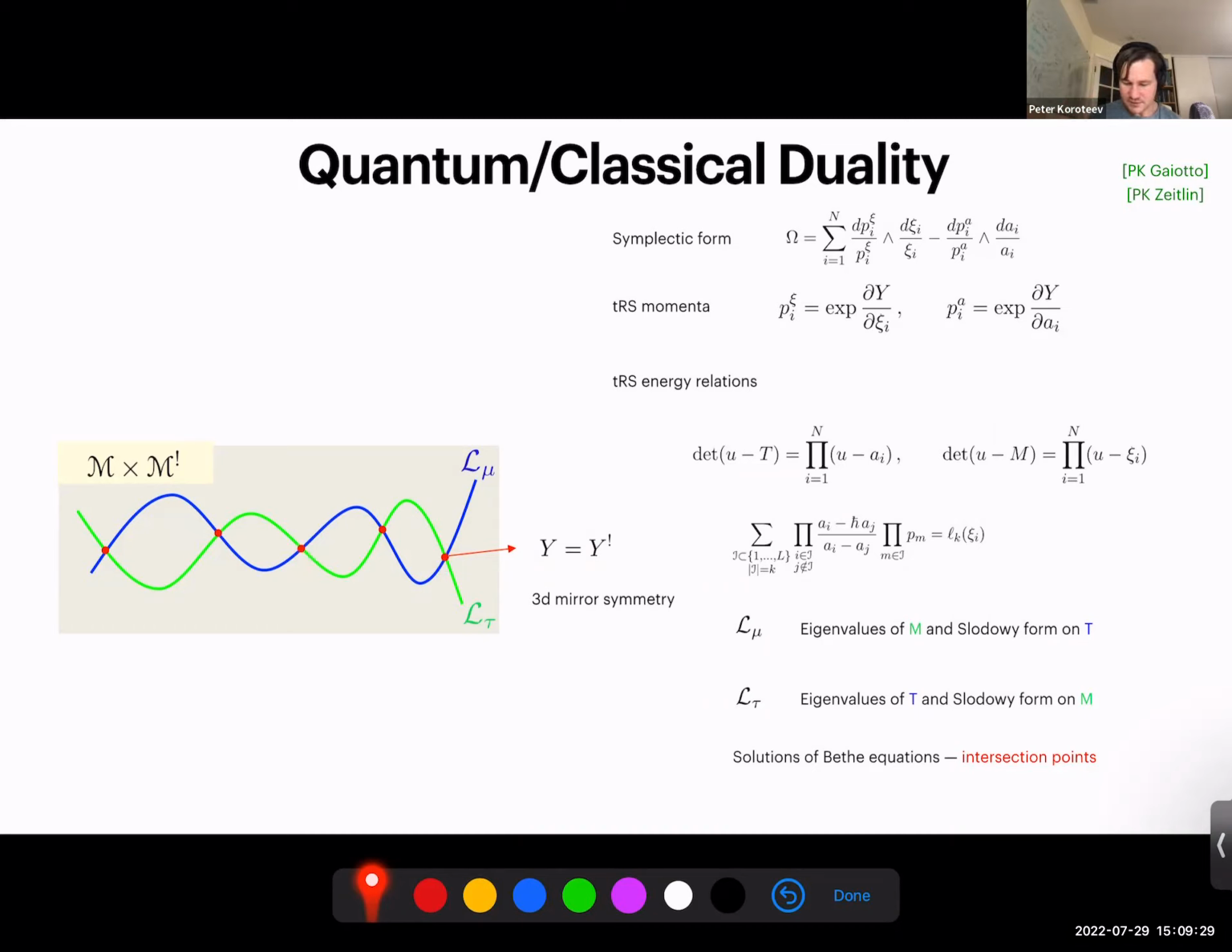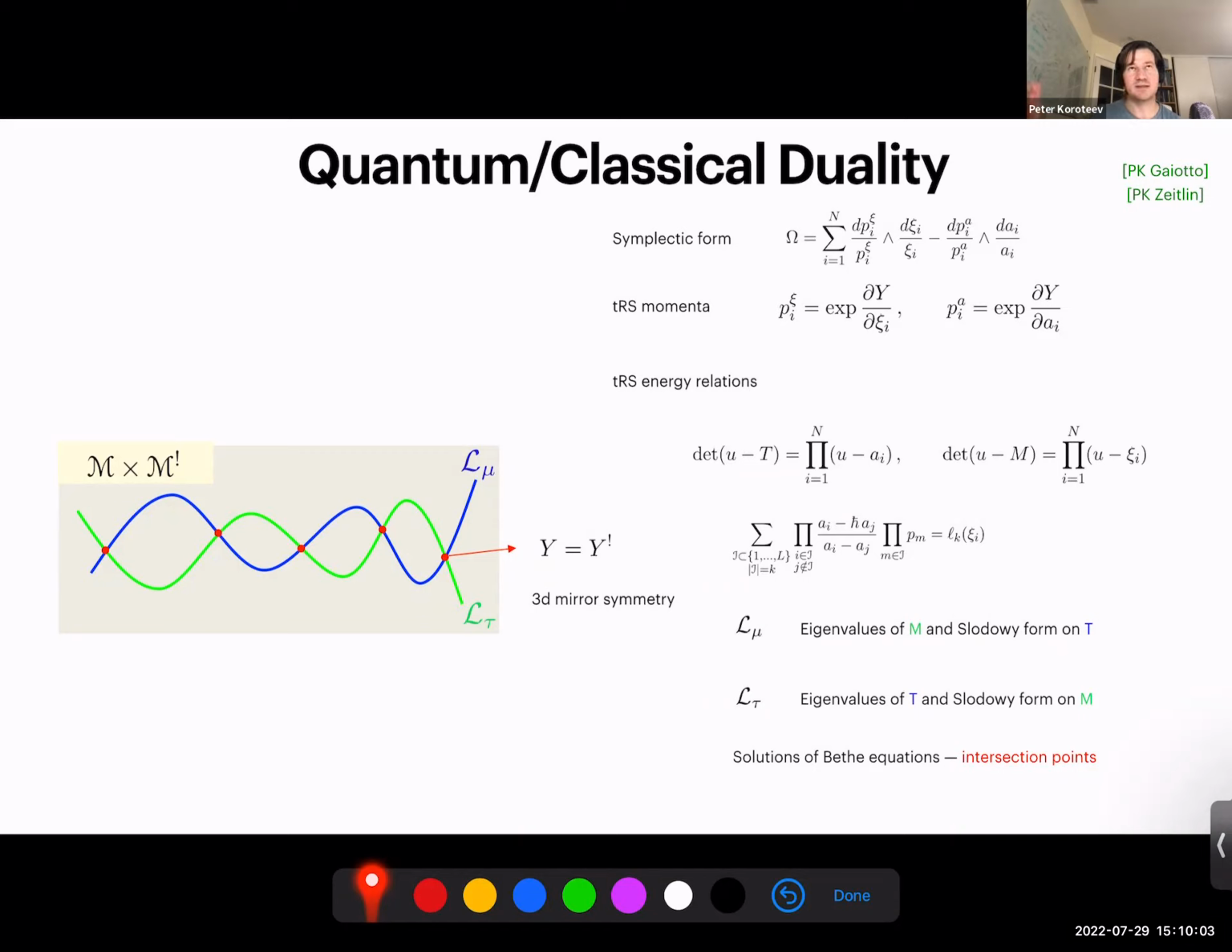So there are two descriptions of the same integrable system at once. You have one spectral curve for the TRS model in one frame, another spectral curve for the TRS model in the mirror frame, right? And what happens here is that to specify L mu, L mu is specified when eigenvalues of M are fixed, and then you impose what is called the Slodowy form on matrix T.